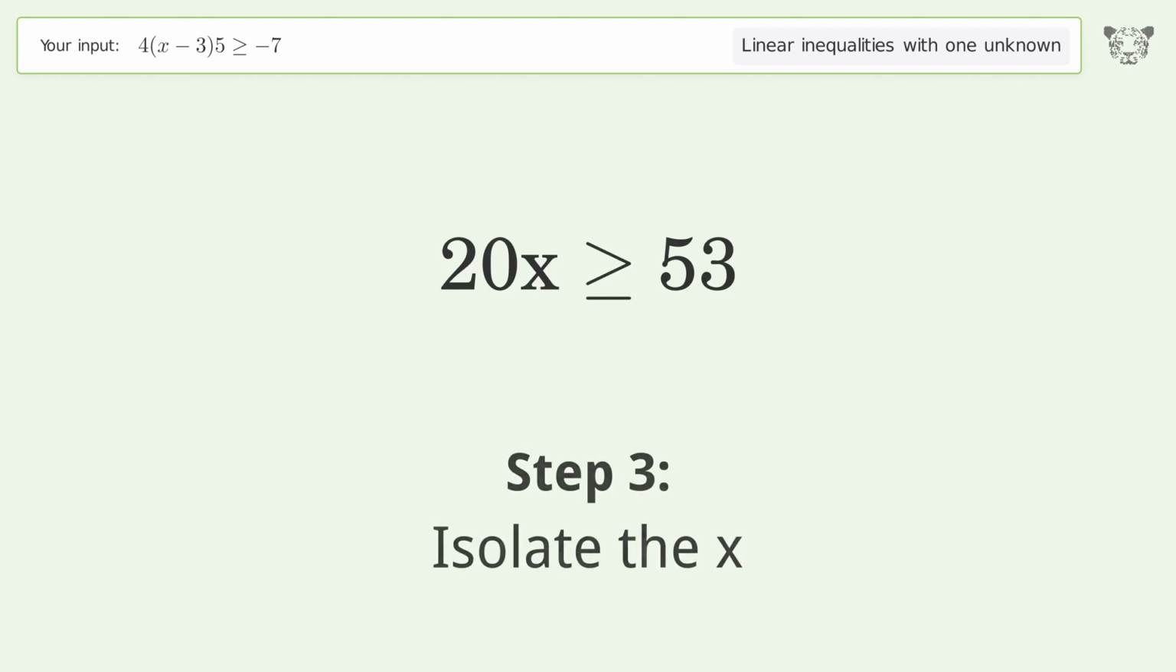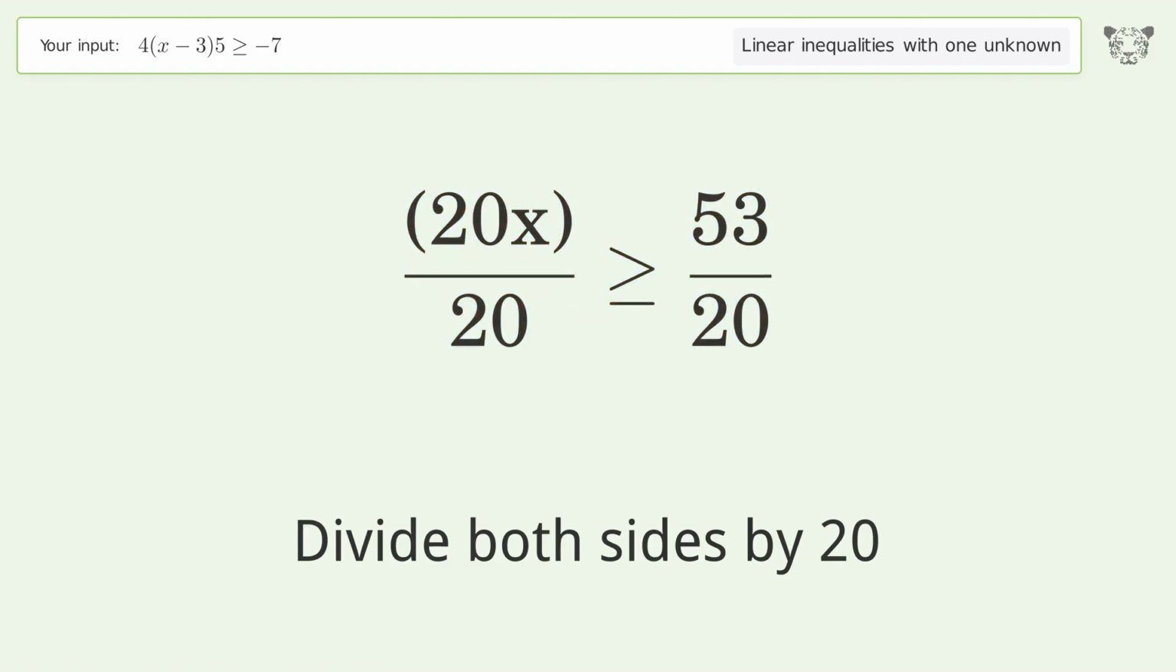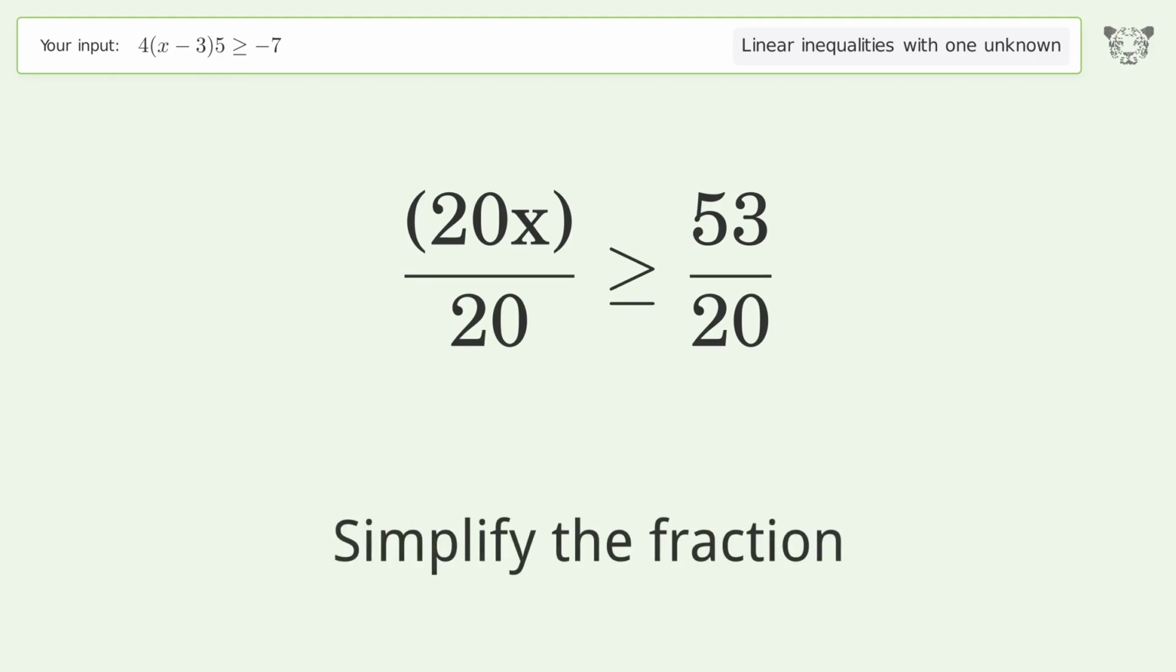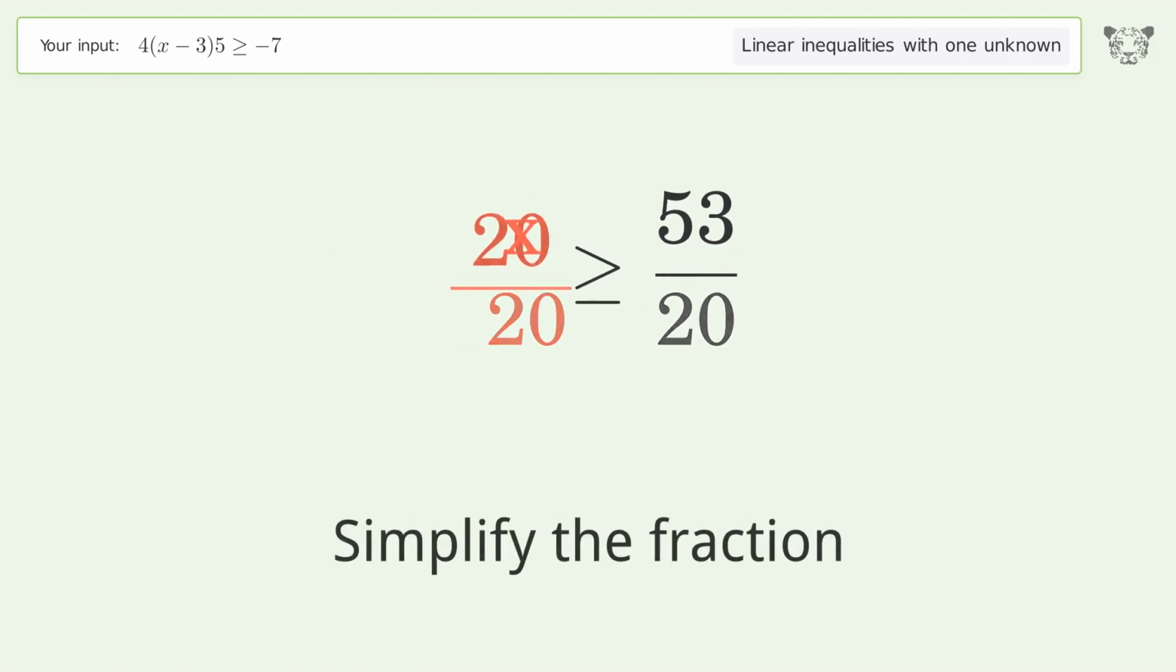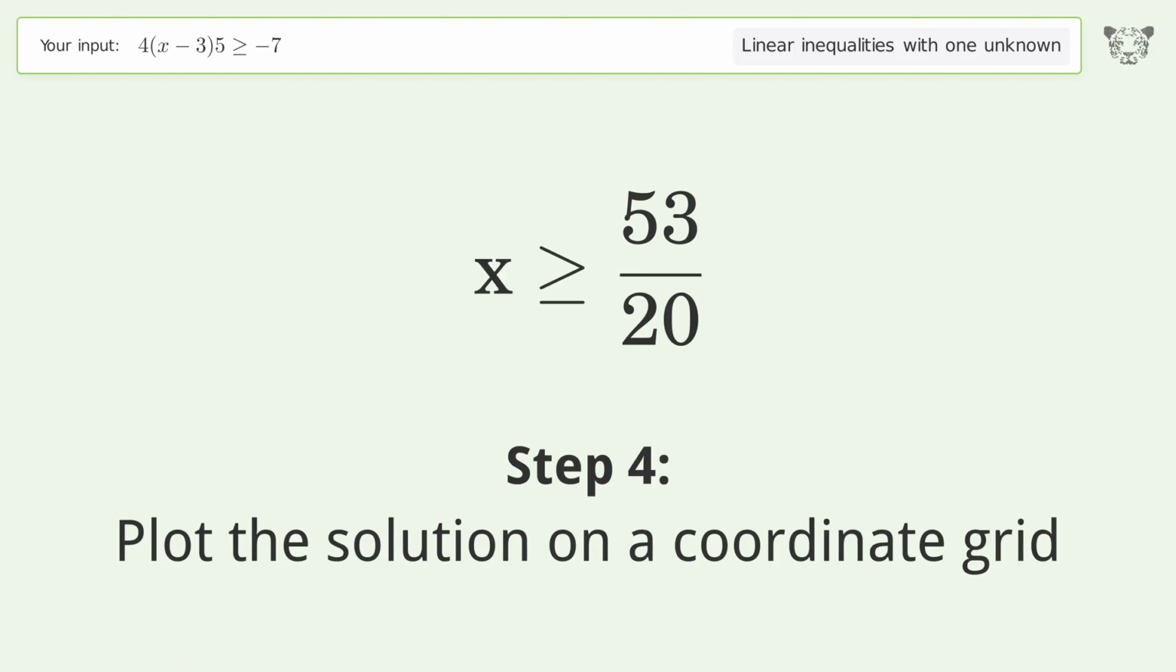Isolate the x. Divide both sides by 20. Simplify the fraction. Plot the solution on a coordinate grid.